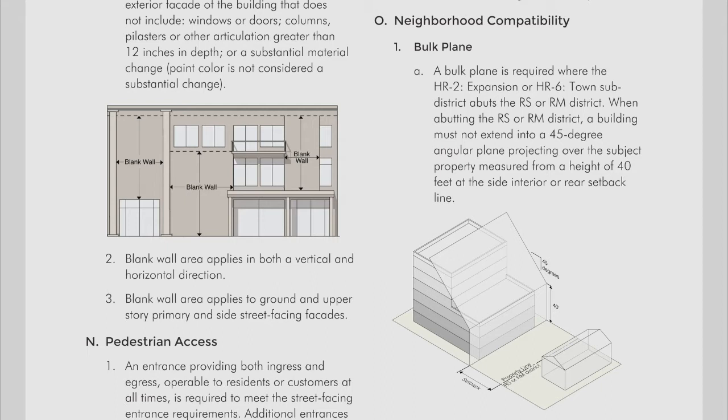If they were immediately abutting a single-family area, then this bulk plane kicks in that makes sure that the tallest edge of the building is not at the back property line, right? It's not on the shared property line. It has to basically step the building or move the building into the site. So that's what that neighborhood compatibility piece does.